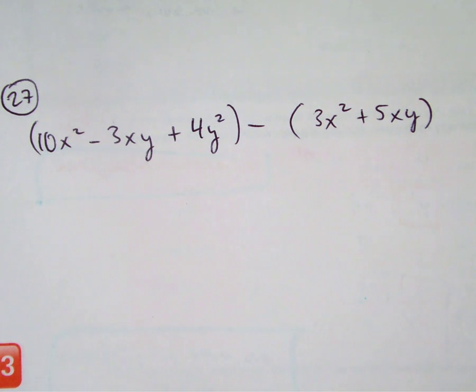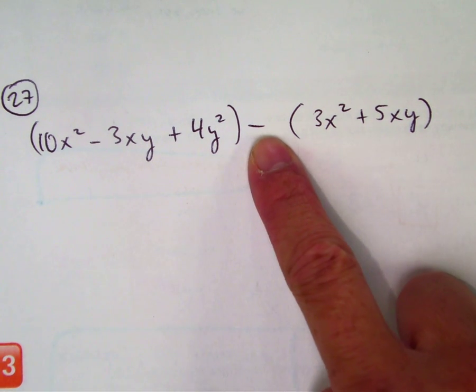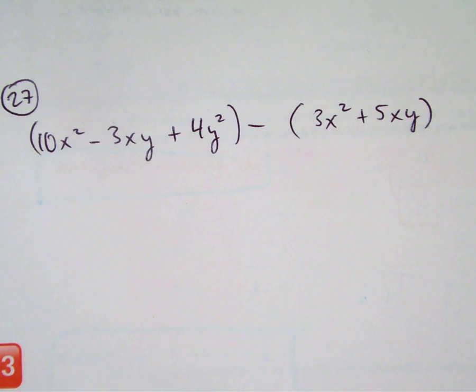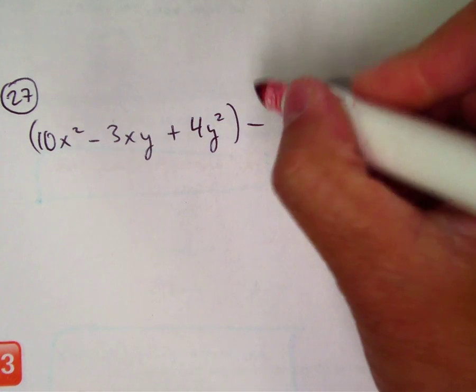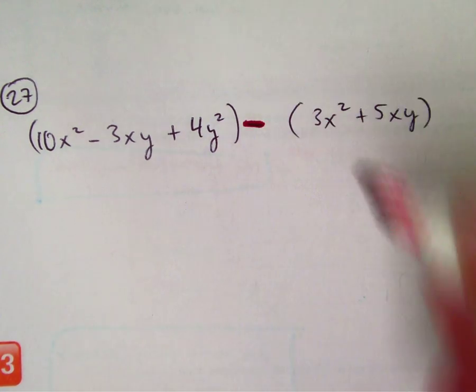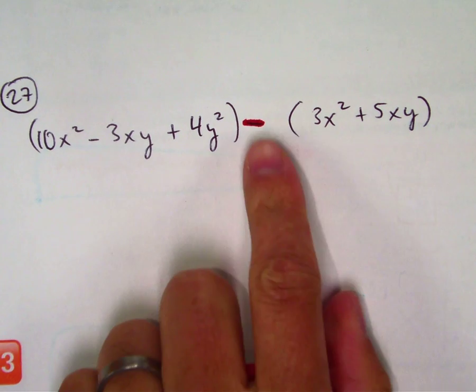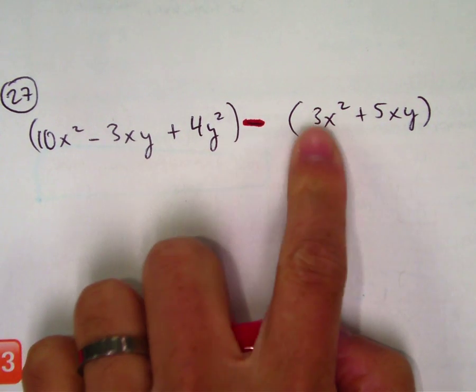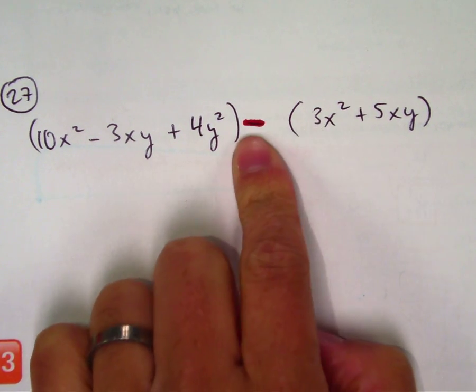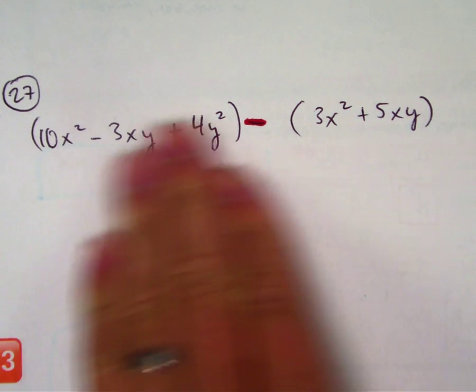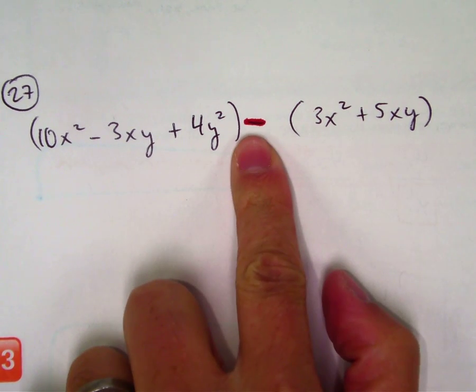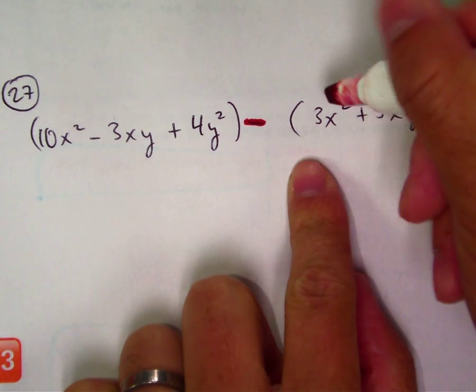Alright, so this is the first time you've seen subtraction. And what I like to do is I want to show you this very obviously. I'm going to take my red pen and I'm going to highlight the subtraction sign. The subtraction sign affects everything going towards the right, because in math we read from left to right. The subtraction sign affects everything in this parentheses.